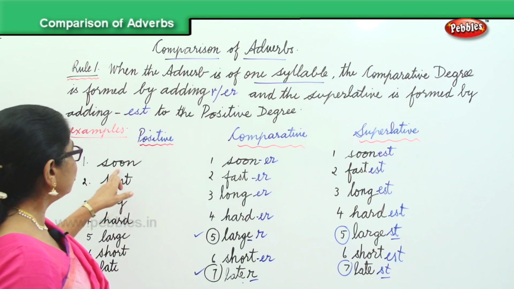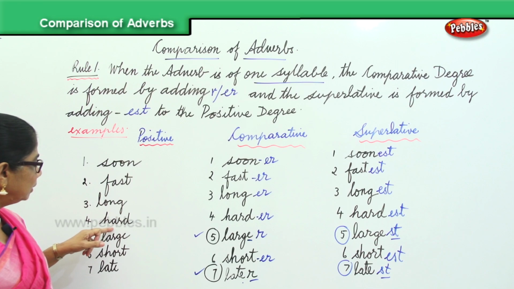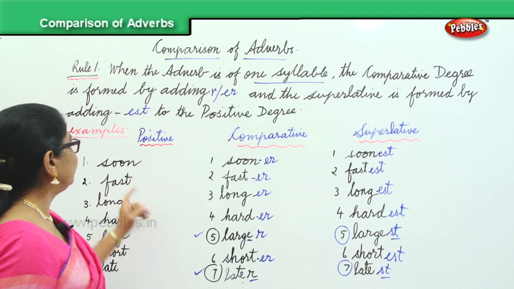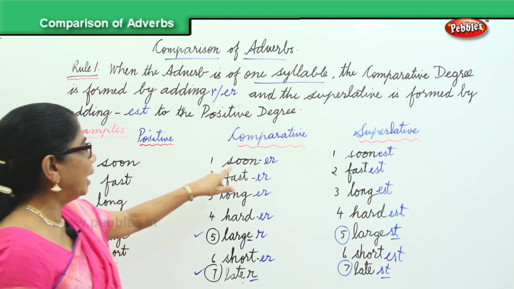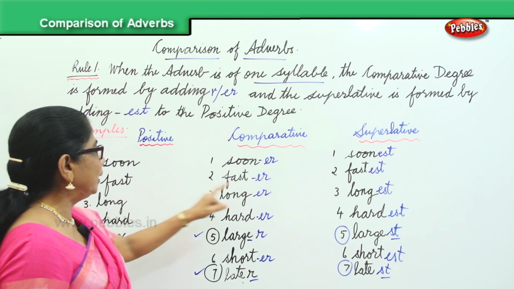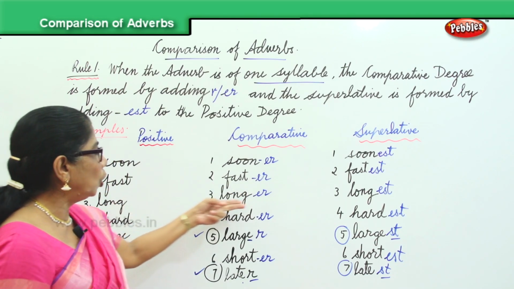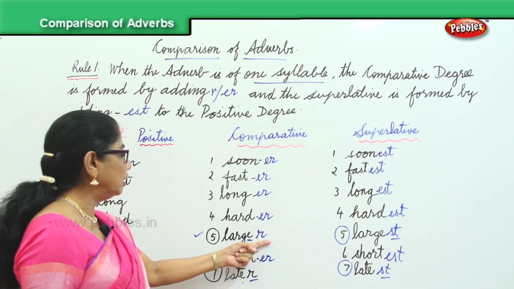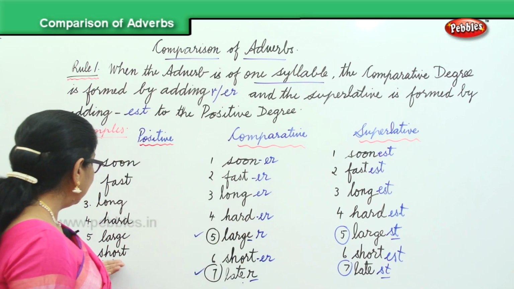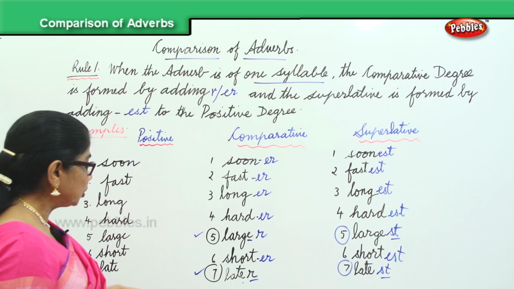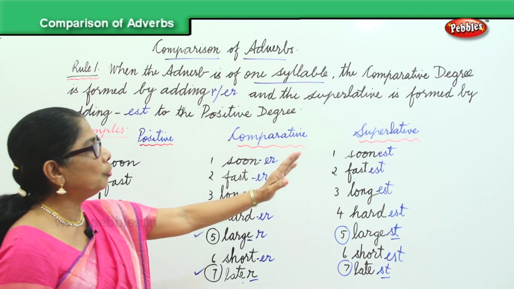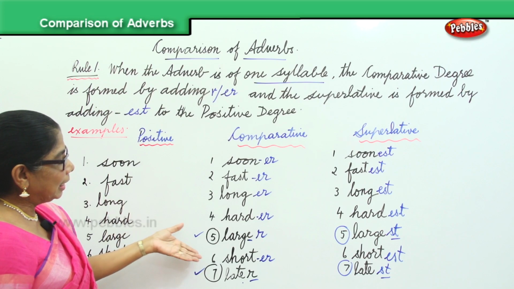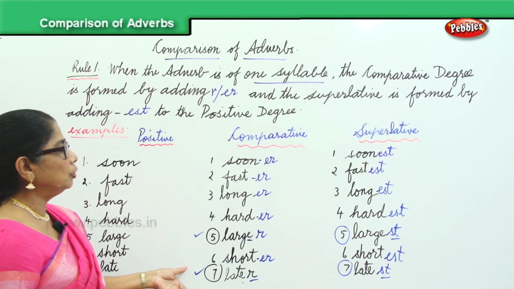Let's look at it again. Soon, fast, long, hard, large, short, late. All are single syllable words. Soon, to form the comparative, we add ER, sooner. Fast, we add ER, faster. Long, longer. Hard, harder. Large, larger. Only R is added. We have an extra E. Short, shorter. Late, later. Then, to form the superlative of the single syllable positive, you add EST. Again for number 5 and 7, there's a small change.